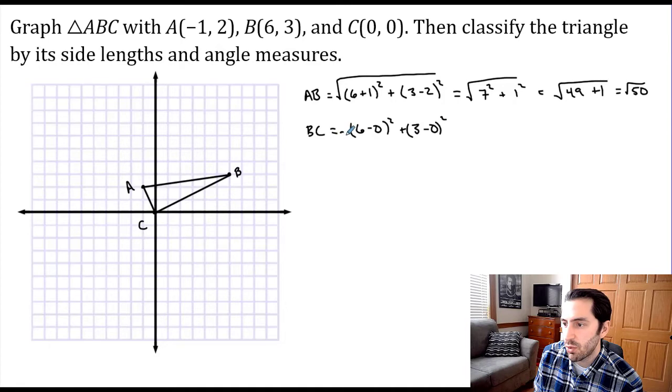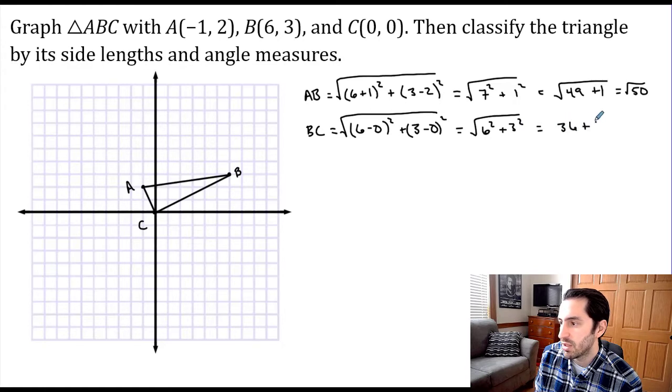It's nice having the origin in there as (0, 0). Makes it easy to work with. So that's going to be 6 squared plus 3 squared, which is going to be 36 plus 9. And adding those together, we end up with the square root of 45.